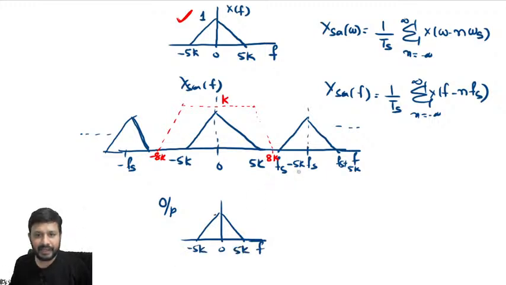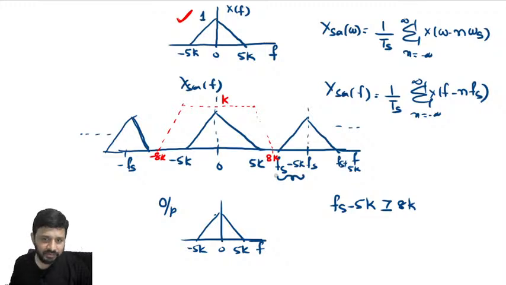And this will happen if fs minus 5 kilohertz is greater than or equal to 8 kilohertz. Yes or no? This limit, fs minus 5k, must be greater than or equal to this limit. Otherwise, some portion of this spectrum will also come at the output. So in order to avoid that, fs minus 5k must be greater than or equal to 8k, or fs must be greater than or equal to 13 kilohertz.